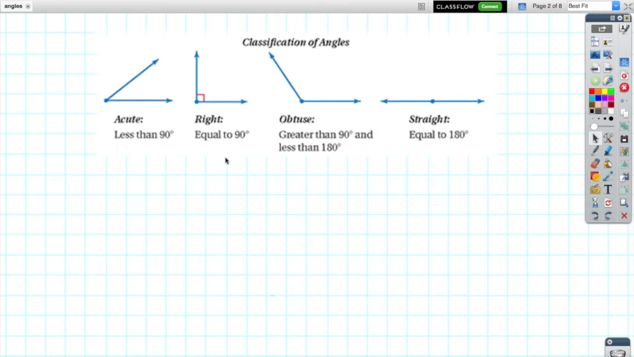Now a right angle is exactly equal to 90 degrees. And to denote that, we sometimes use this little symbol right here. It's just a little square right in the corner to say that's a perfect right angle. And then obtuse is anything larger than 90 degrees, but at the same time less than 180. And then finally, you might not even think of it as an angle, but we call this a straight angle because it's been opened so wide that the two arrows form a perfectly straight line, which is equal to 180 degrees. So acute, right, obtuse, and straight.